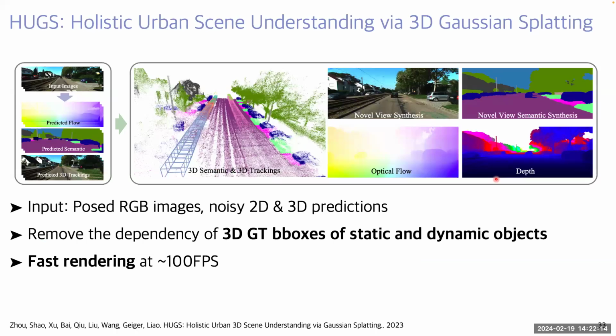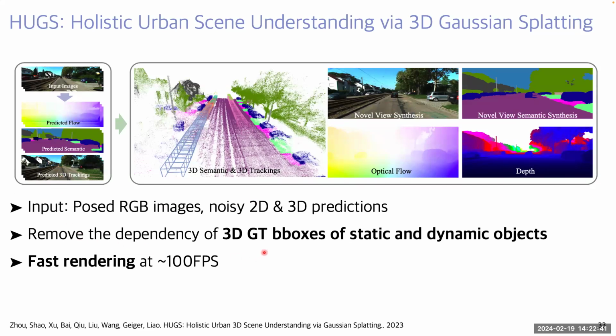The key here is that we want to leverage only RGB images instead of relying on ground truth annotations. So what we take as input is the posed RGB images as well as noisy 2D and 3D predictions. For the 2D predictions, we used optical flow and semantics. And for the 3D predictions, we leveraged the 3D tracking of dynamic objects.